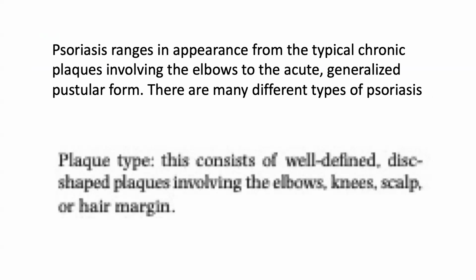Psoriasis ranges in appearance from the typical chronic plaques involving the elbows to the acute generalized pustular form. There are many different types of psoriasis. The plaque type. This consists of well-defined disc-shaped plaques involving the elbows, knees, scalp, or hair margin.